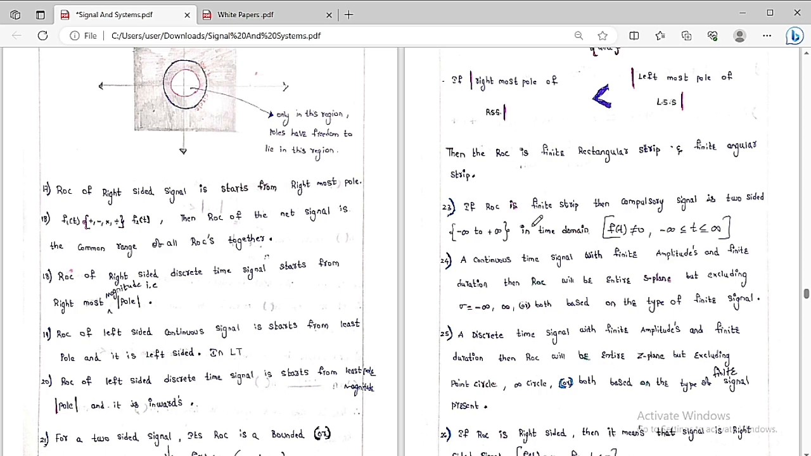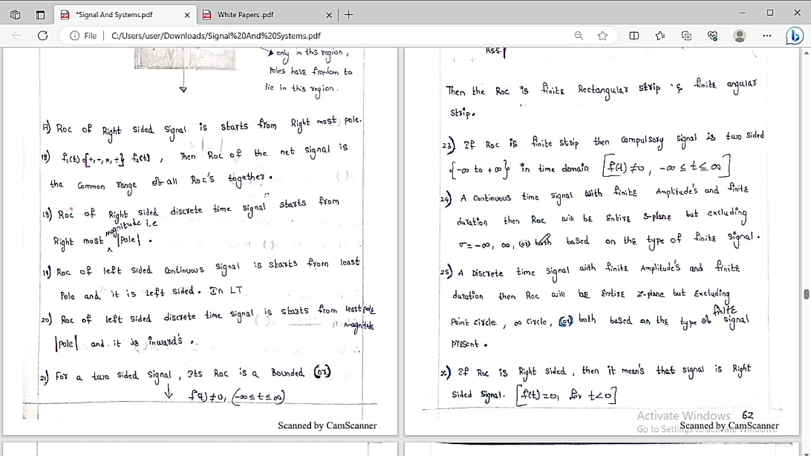The next point: a continuous time signal with finite amplitude and finite duration. Then the ROC will be the entire s-plane, but excluding sigma equal to minus infinity or plus infinity or both, based on the type of the finite signal. So listen carefully, a continuous time signal with finite amplitude and finite duration.